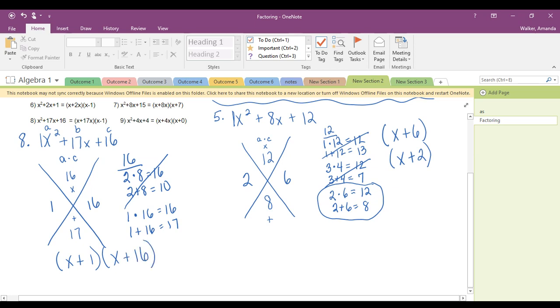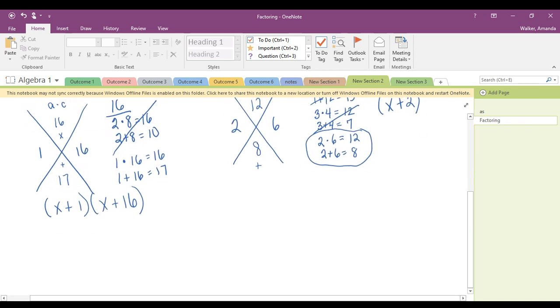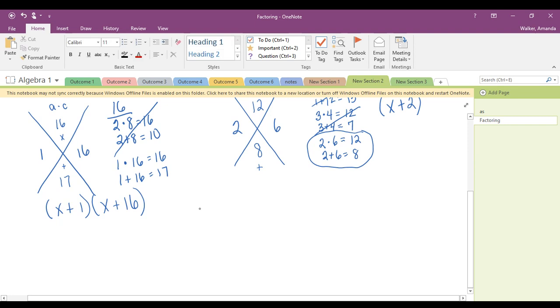Knowing your multiplication tables helps, but if you don't know them all by heart, pulling up a multiplication table on your computer or printing one out at home will help you with this as well. If you look online, you can find a 30 by 30 multiplication table. That will help with a lot of these factoring problems.